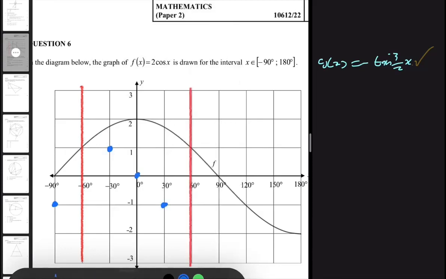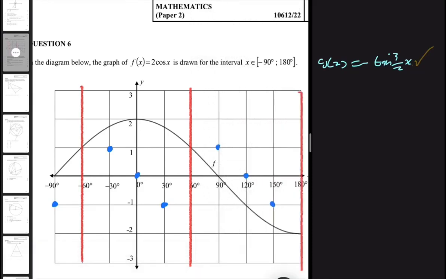When we substitute 90, we get y is equals to 1. When you substitute 120, we get y is equals to 0. When you substitute 150, we get minus 1. And then when you substitute 180, you get undefined. So we have another asymptote at that point, which we need to indicate.